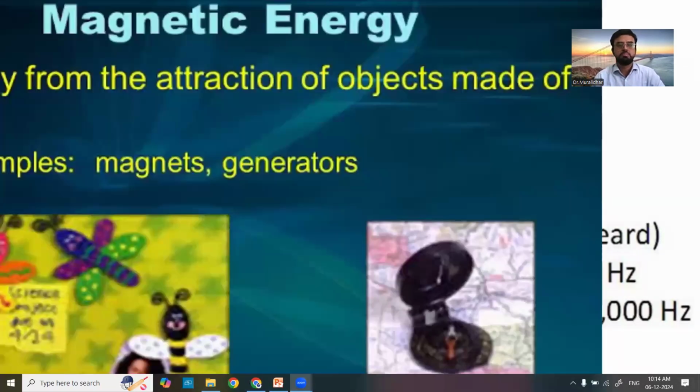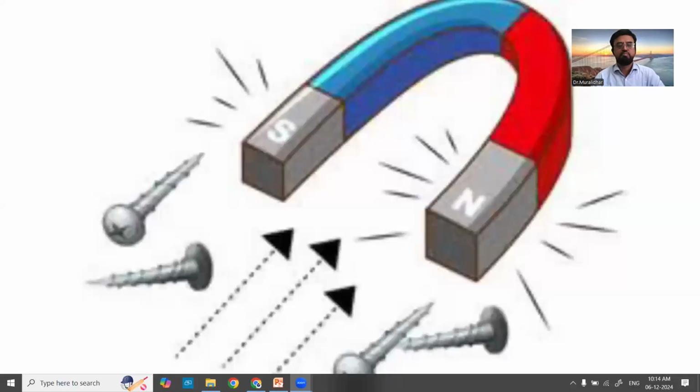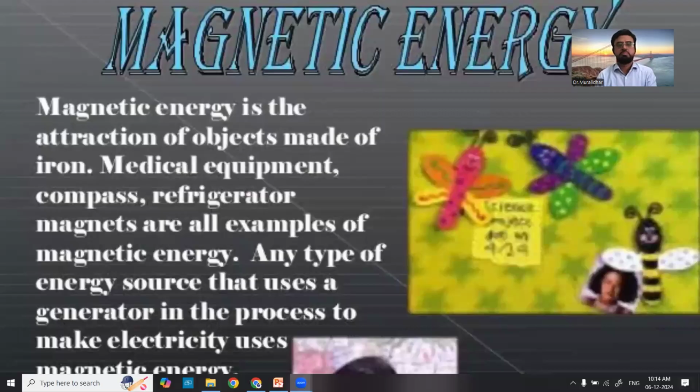Magnetic energy. A magnet can attract an iron nail from a distance. It means a force is exerted by the magnet. So this energy is known as magnetic energy. An electric motor, which is used to run a fan or other household machines, is also provided with a magnet.